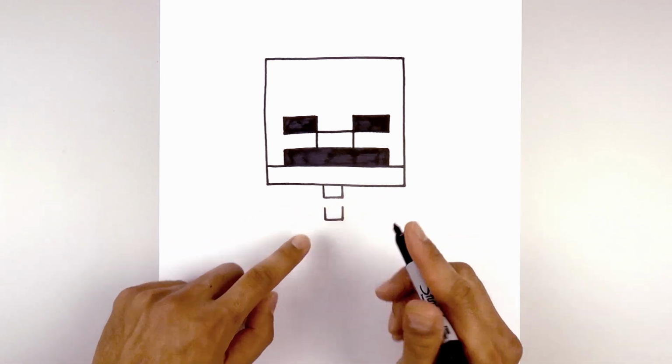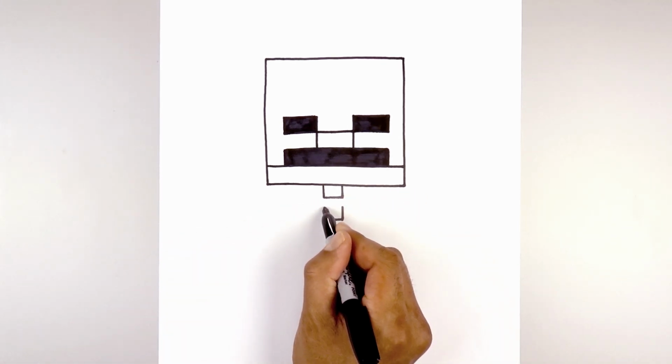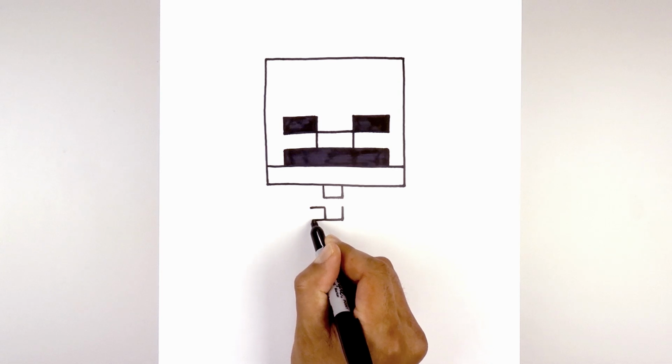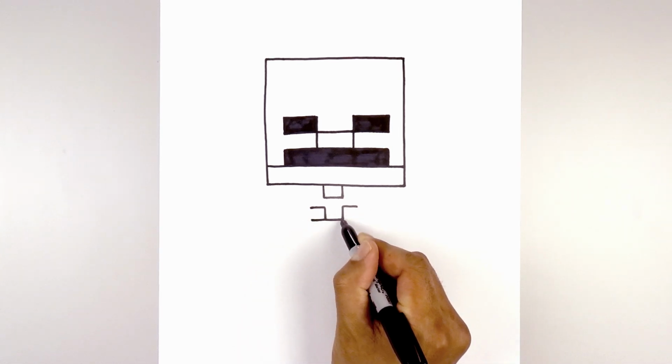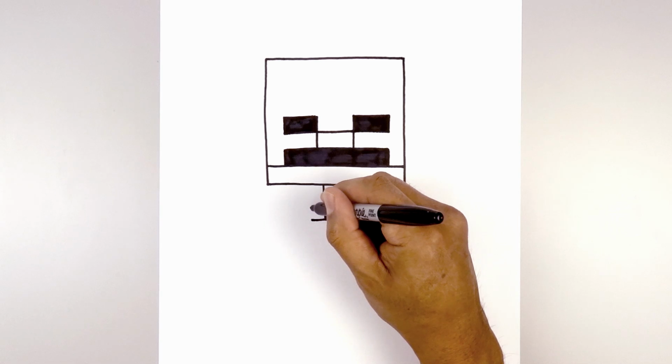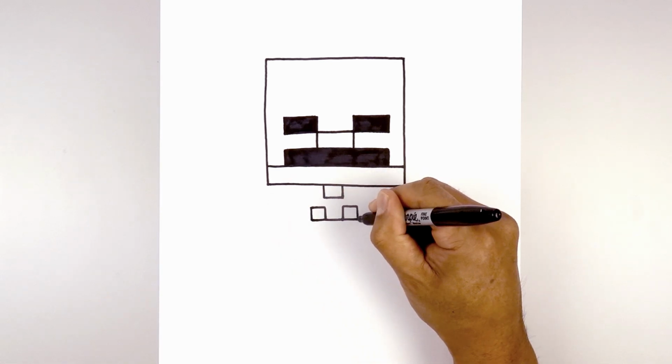Now we're going to add a square on either side. From the tops, we're going to draw a straight line going out, top and bottom, and we'll close off the end with a straight vertical line.